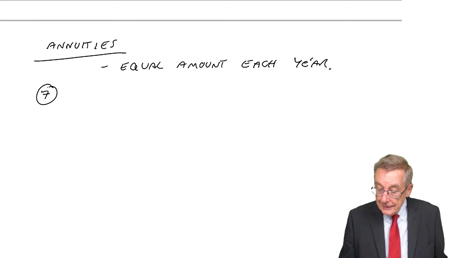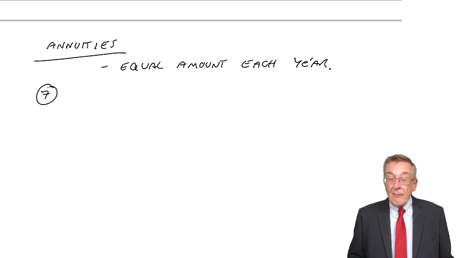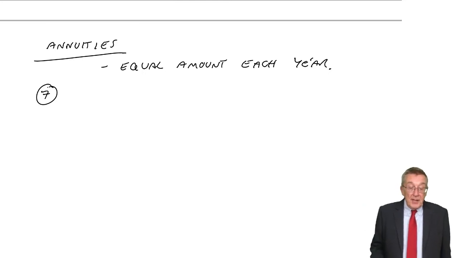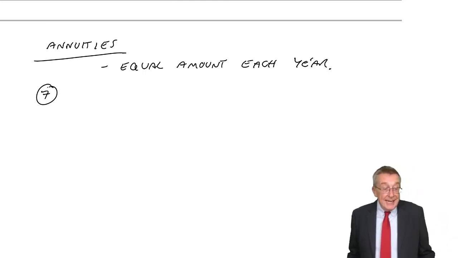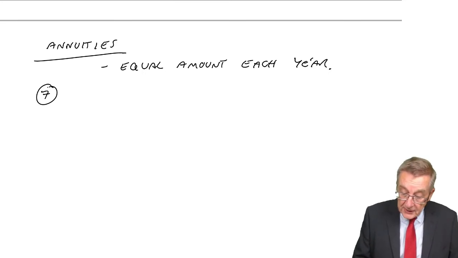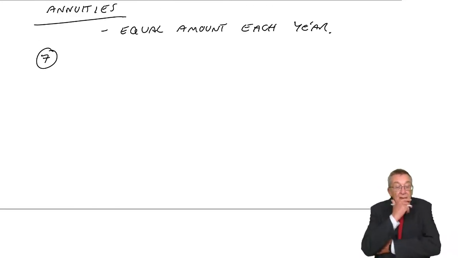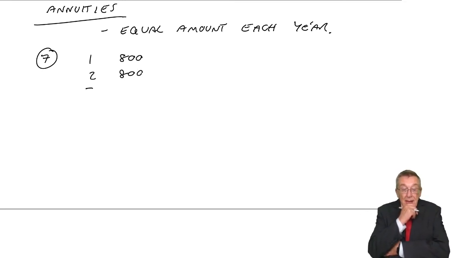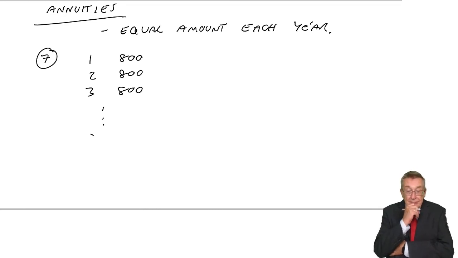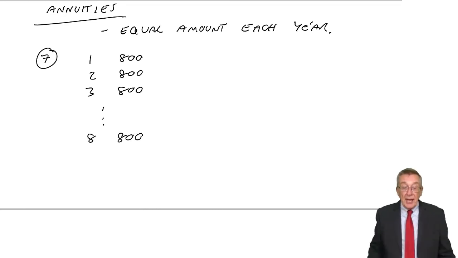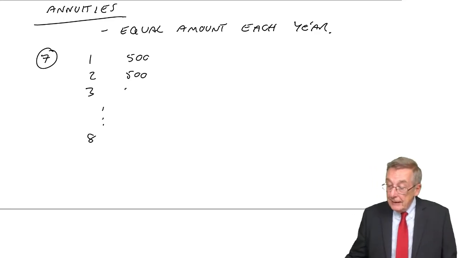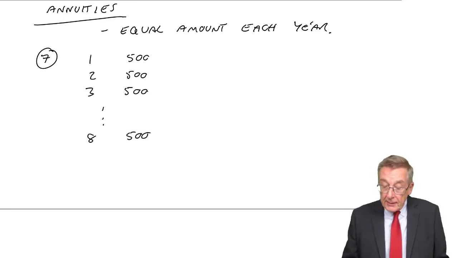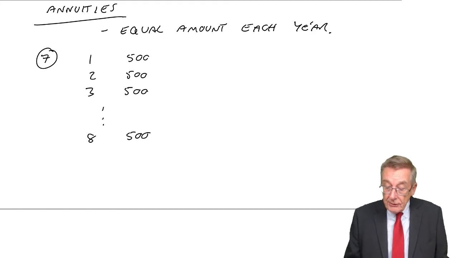He says, what's the present value of 500 receivable in 1 year's time, and thereafter every year for a total of 8 receipts? So this time we're getting 500 in 1 year, 500 in 2 years, 500 in 3 years, and so on, 500 in 8 years. And he wants the present value.